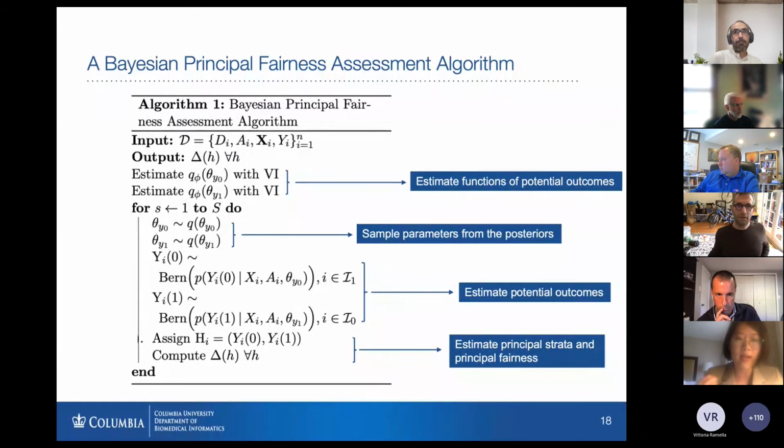The algorithm first estimates the parameters that further can be used to estimate the potential outcomes from patient baseline characteristics, and then we condition on the potential outcomes to estimate principal fairness.